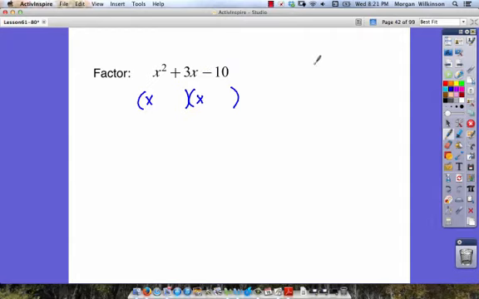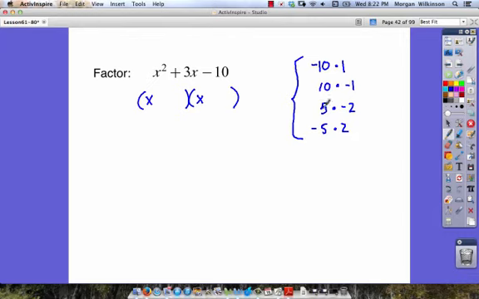So to get to negative 10, we could say negative 10 times 1, or 10 times negative 1. Or we could say 5 times negative 2, or we could say negative 5 times 2. Do you see the pair of numbers that will multiply to negative 10? Has to be one of these four, but will add to positive 3.